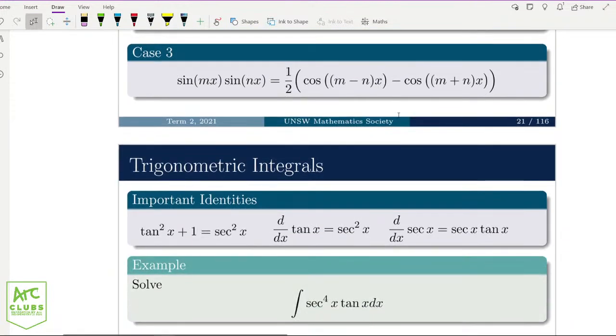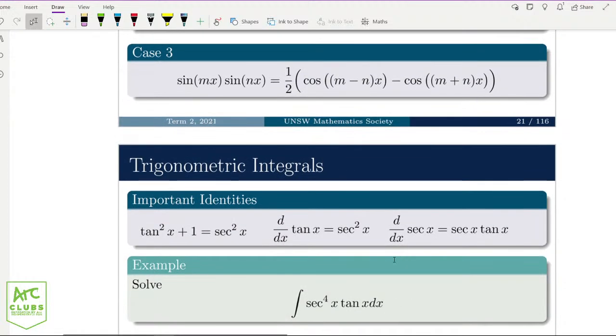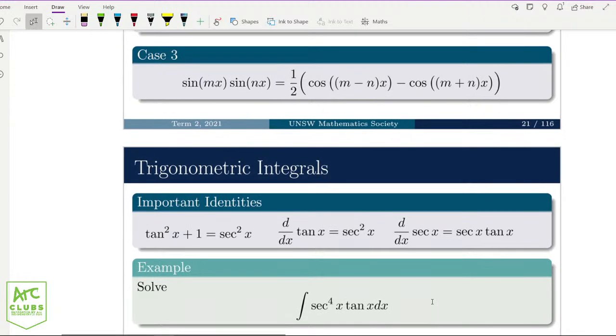Lastly, we have some additionally important identities in terms of tan x and sec x. So we have an example question over here where we have to integrate sec⁴x multiplied by tan x. How we can do that is to think of how we can apply these identities to transform this integral into something that we can integrate more easily.